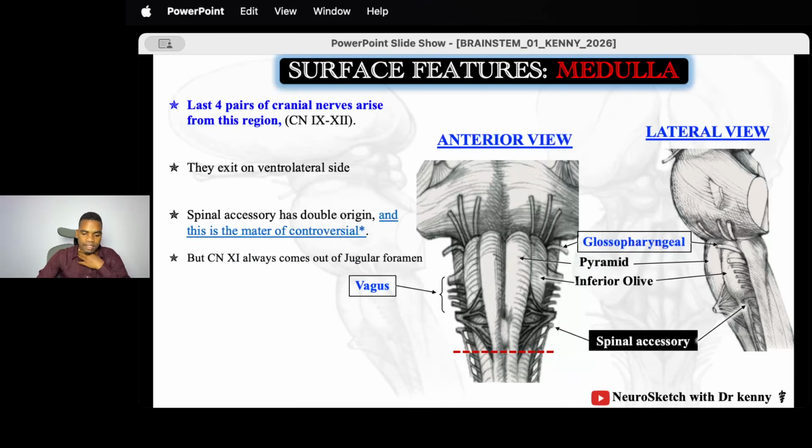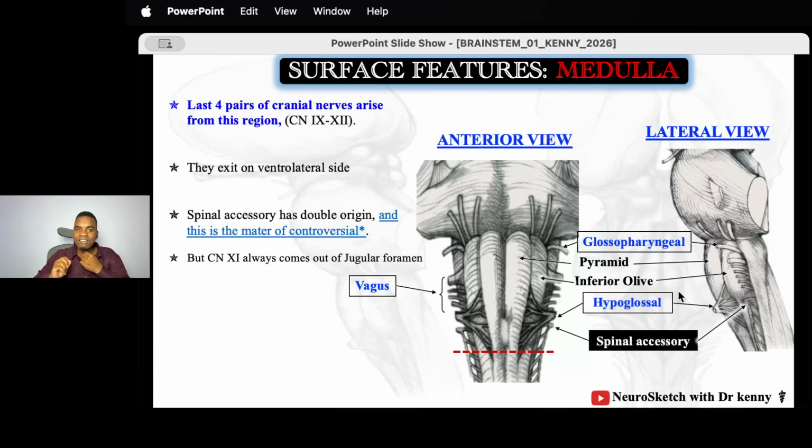Okay, and next you have the hypoglossal nerve, which is cranial nerve number 12. Cranial nerve number 12 comes between the pyramid and the inferior olive. Remember, this is the olive, this is the pyramid. In between is where the hypoglossal nerve originates.